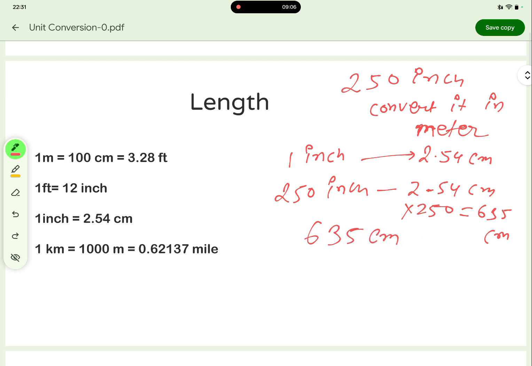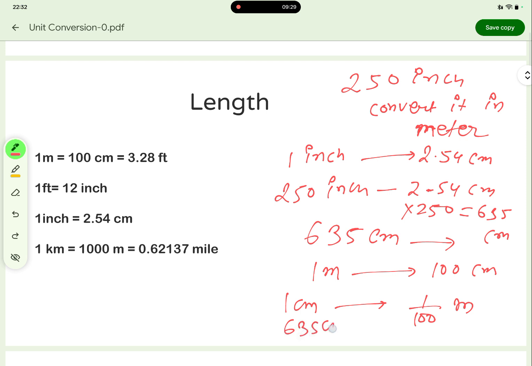We want to convert into the meter, right? So we know that 1 meter is equal to 100 centimeter. So 1 centimeter is equal to 1 by 100 meter. We have 635 centimeter, which is equal to 635 divided by 100. You will get 6.35 meter. So this is the conversion, you need to remember that.